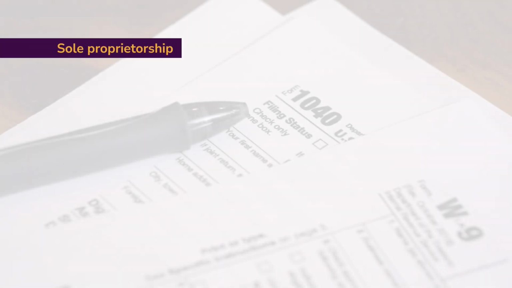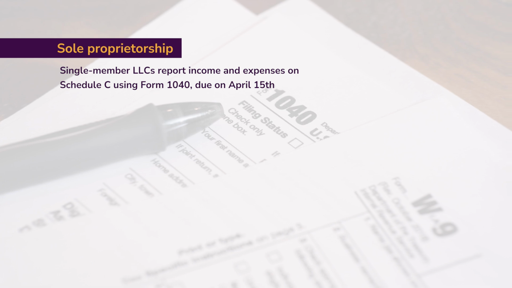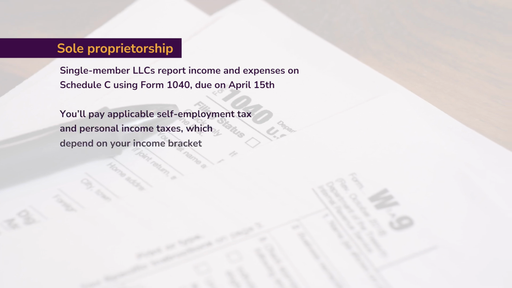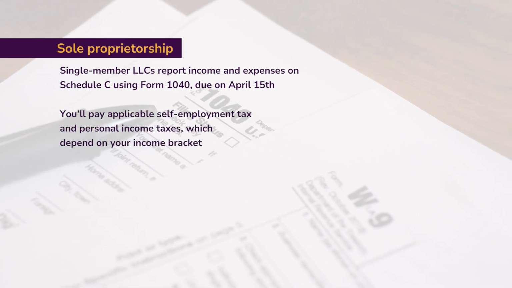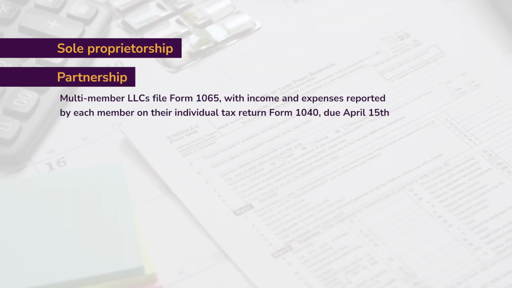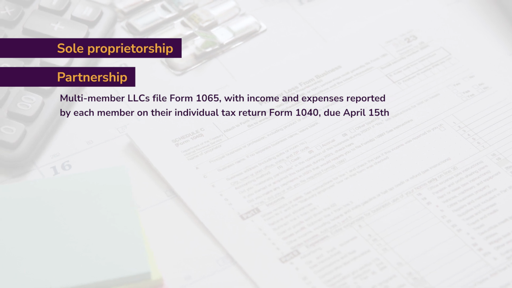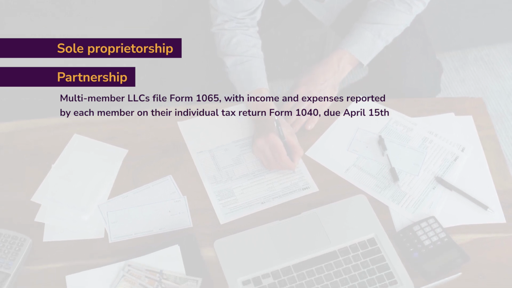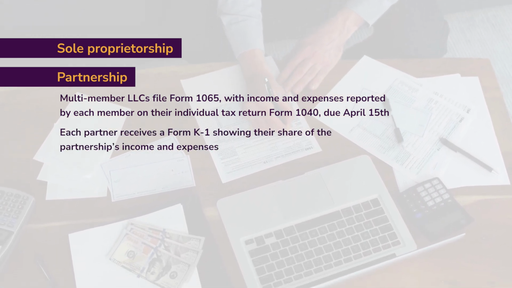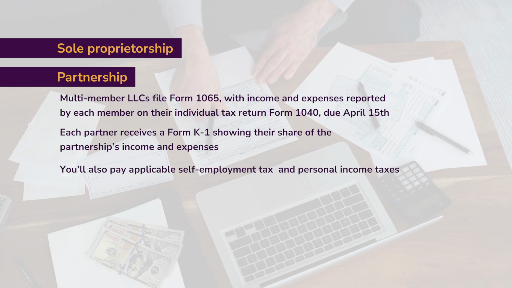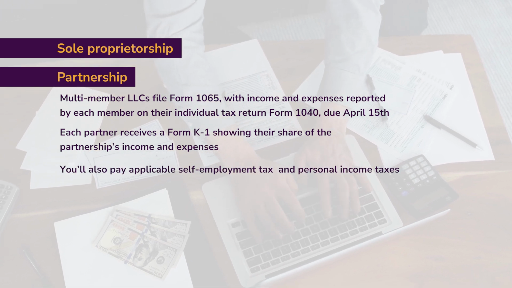LLCs can report their taxes as the following business types. Sole proprietorship. Single-member LLCs report income and expenses on Schedule C using Form 1040, due on April 15th. You'll pay applicable self-employment tax and personal income taxes, which depend on your income bracket. Partnership. Multi-member LLCs file Form 1065 with income and expenses reported by each member on their individual tax return, Form 1040, due April 15th. Each partner receives a Form K-1 showing their share of the partnership's income and expenses. In this case, you'll also pay applicable self-employment tax and personal income taxes.